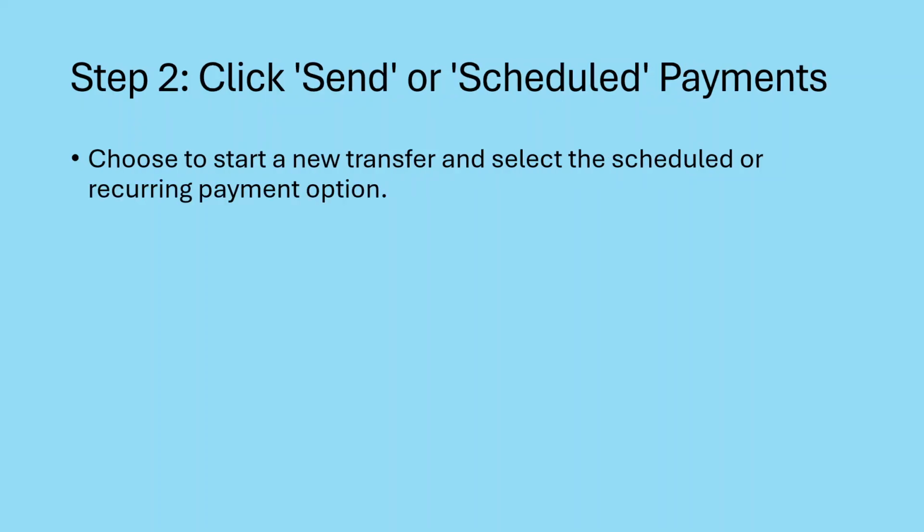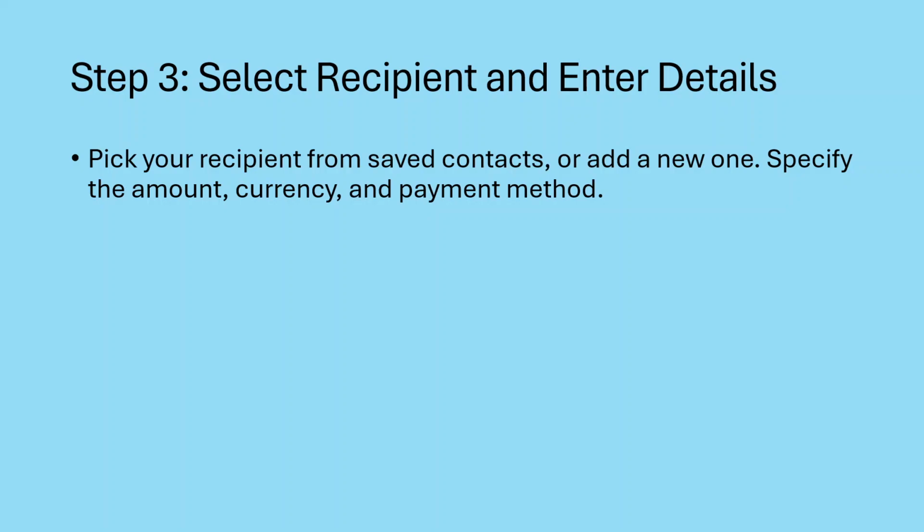Step 2. Click Send or Scheduled Payments. Choose to start a new transfer and select the scheduled or recurring payment option. Step 3. Select recipient and enter details. Pick your recipient from saved contacts or add a new one. Specify the amount, currency and payment method.